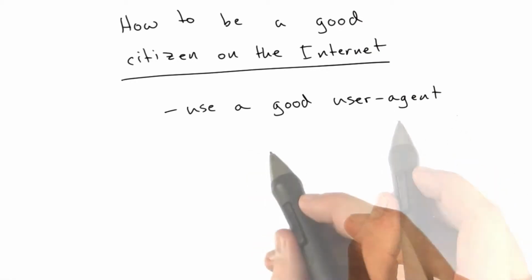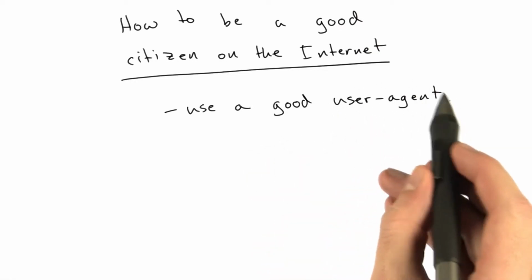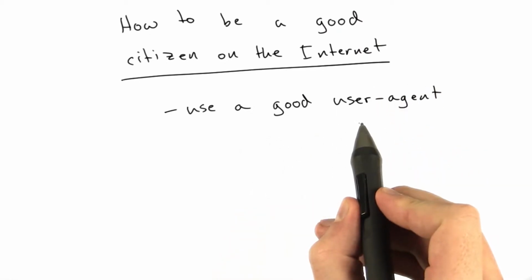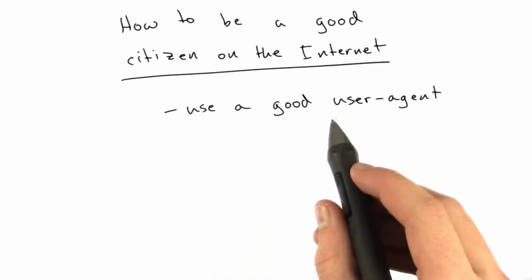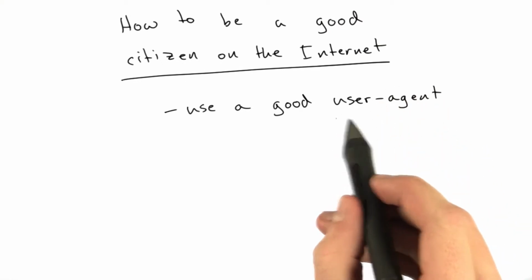Remember we talked about in Unit 1, user agents are the header that describe what browser you're using or what program you're using to access somebody. If you're planning on accessing somebody in a consistent fashion, if you're going to poll them every couple of seconds for updates or do something like that, use a good user agent.